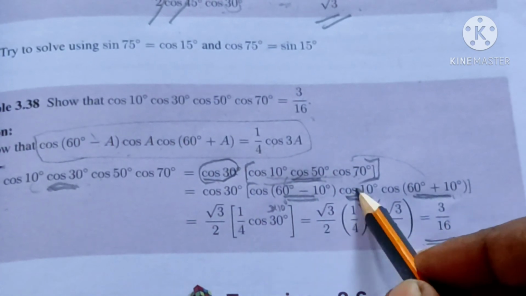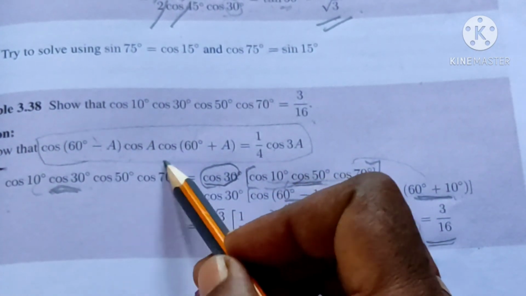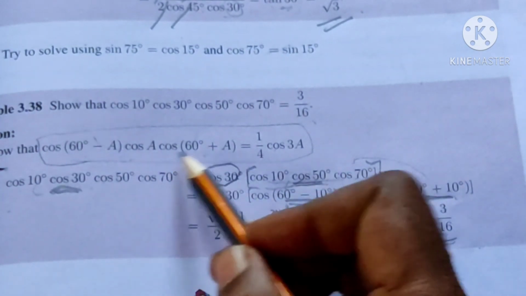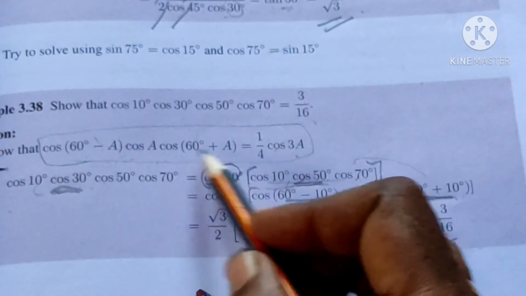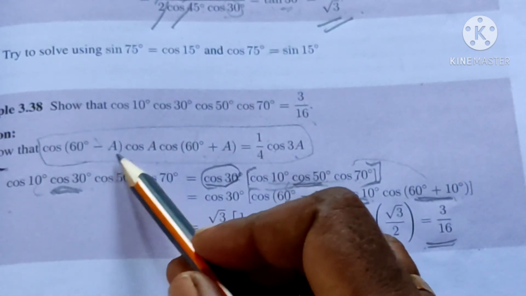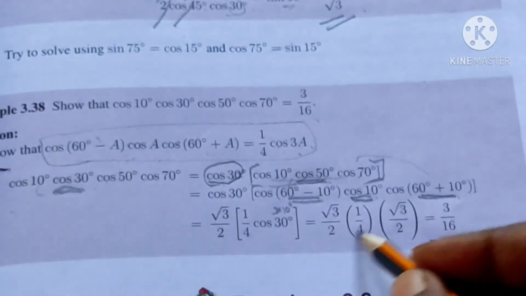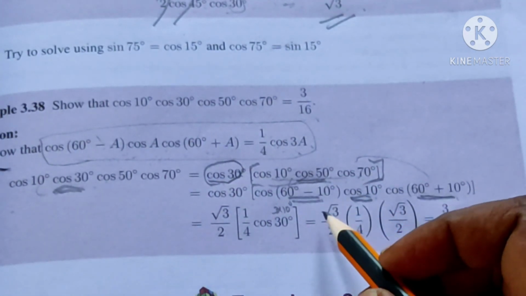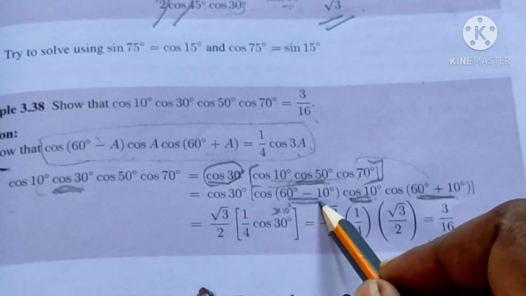So this term is of the form cos (60 degree minus a) cos (60 degree plus a). What's the result? 1 by 4 cos 3a. Already completed, the identity: cos (60 degree minus a) cos (60 degree plus a) is 1 by 4 cos 3a. So substitute the value of a, which is 10 degree.